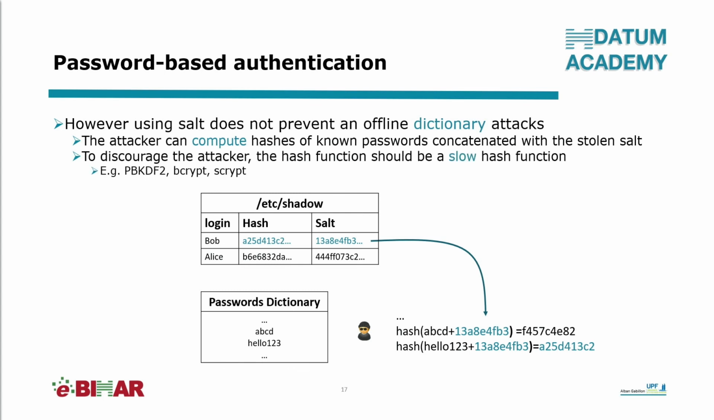And the best way to discourage the attacker is to use a slow hash function. A slow hash function will not make much difference when hashing a user's password during authentication, but since the dictionary attack requires thousands and even millions of tries, a slow hash function will make this attack impractical. So do not use SHA-256 to hash passwords. Instead, use hash functions such as bcrypt or scrypt.